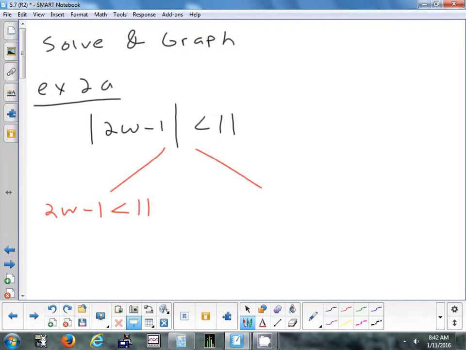Just remember, you got to do 3 things. One of them you already did in the first one. Take away the bars. Flip the sign. Make the number negative. Alex? 2W minus 1 is greater than negative. Perfect. 2W minus 1 greater than negative 11.